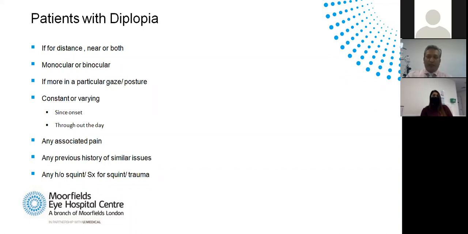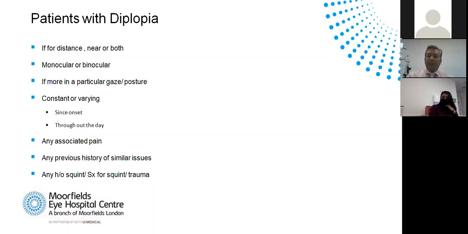Then someone may say, "I don't see double when I'm looking straight, but when I'm looking right, I'm getting double," or "when I'm looking up, I'm getting double." So if it is posture related or gaze related, we need to get that information. And then, as I said, whether the doubleness is varying or the same: since it started, it is the same, not increasing or reducing. Or it may vary throughout the day. In case of myasthenia gravis, as the muscles get fatigued, the double vision will also increase. So in order to treat that, we need to identify the underlying cause. That is why this information is very important.